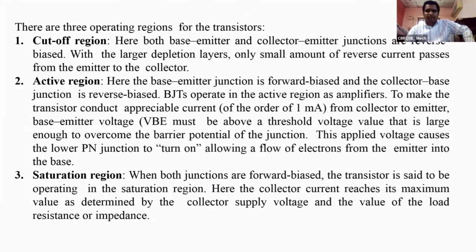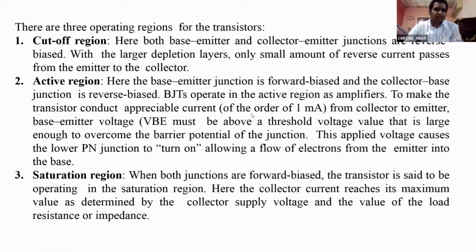Here we have three regions, the operating regions in transistors. Those are the cutoff region, active region, and saturation region. Generally, transistors are used as a switch and as an amplifier, for switching applications and amplifying applications. According to the operating region, the transistor acts as a switch or an amplifier.